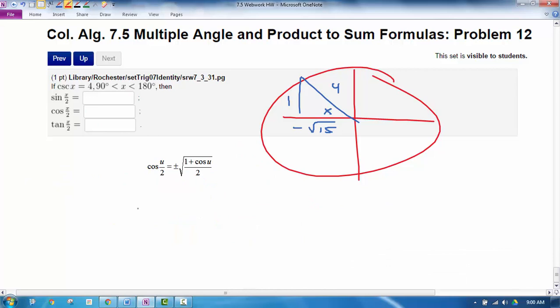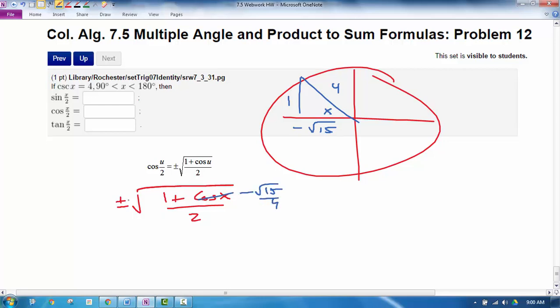Okay, I'm going to do the same thing for cosine of x over 2. The formula's right here off the formula sheet. So it's plus or minus the square root of 1 plus the cosine of x, over 2. Now, the cosine of x is adjacent over hypotenuse, so it's negative square root of 15 over 4. So this is negative square root of 15 over 4 right here.